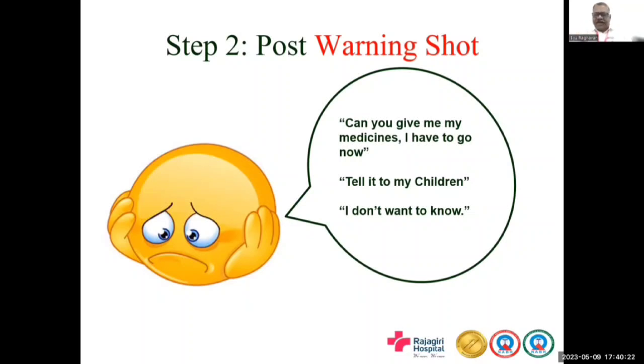Or the patient may divert this to, tell it to my wife, tell it to my husband, tell it to my children. So that is also telling you that I don't want to know. Or sometimes the patient, after hearing the warning shot and understanding the seriousness of the nature, may tell you directly, no, I don't want to know. Leave it. In any of these situations, do not proceed.